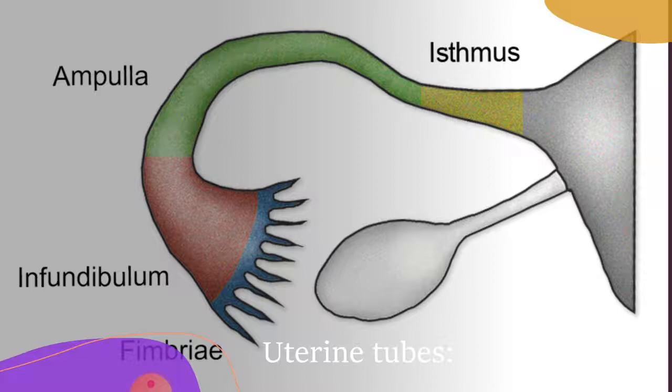And once again, if we talk about its parts, then starting with the fimbria, these are the finger-like projections. Then comes the infundibulum, that is the funnel-shaped opening near the ovary to which the fimbria are attached. Then the next part is the ampulla, and this is the widest section of the uterine tubes, and the fertilization will occur here. Next is the isthmus, which is the narrow section of the uterine tubes connecting the ampulla to the uterine cavity.